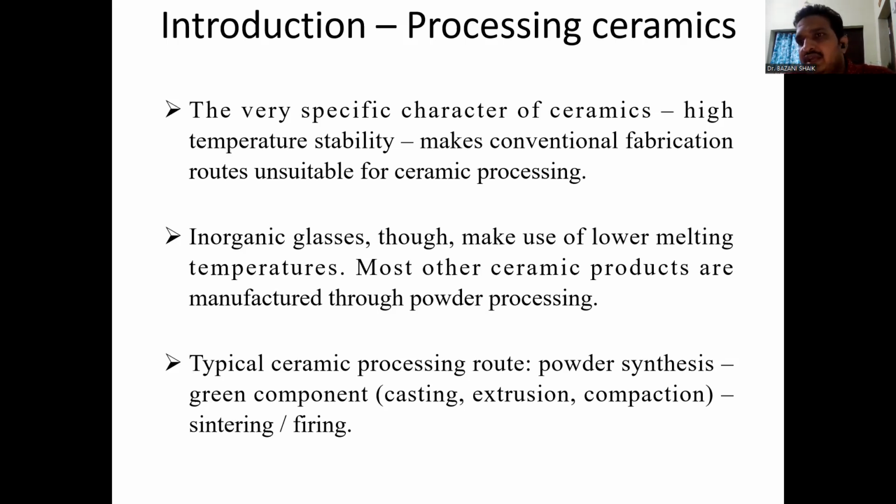And coming to glasses, there are organic and inorganic glasses. In this processing of ceramics, inorganic glasses make use of low melting temperatures. Most of the other ceramic products are manufactured through powder processing. And the typical ceramic processing route has powder synthesis, green component formation related to casting, extrusion, compaction, and sintering, or firing. These are all related to the processing of ceramics.